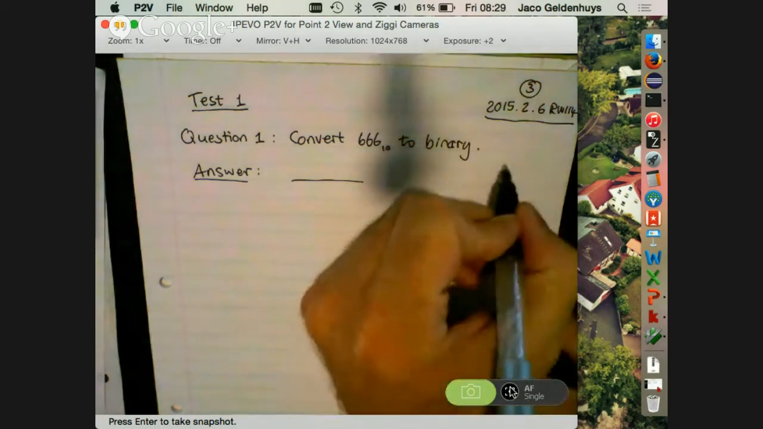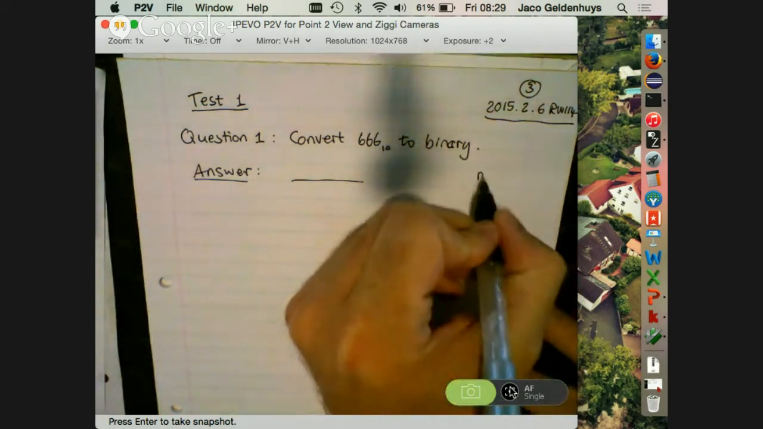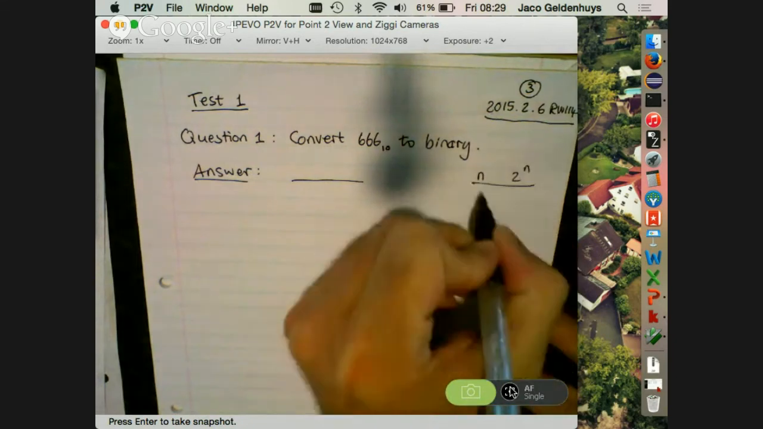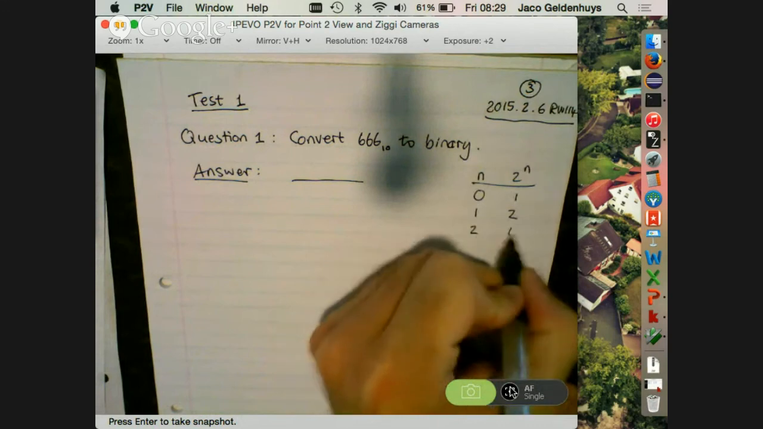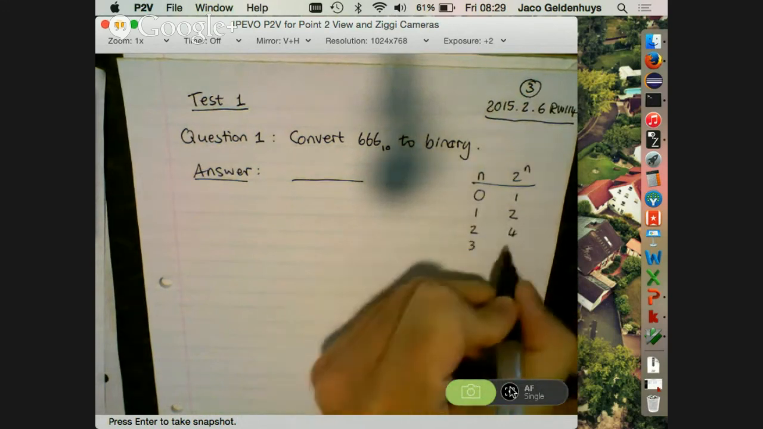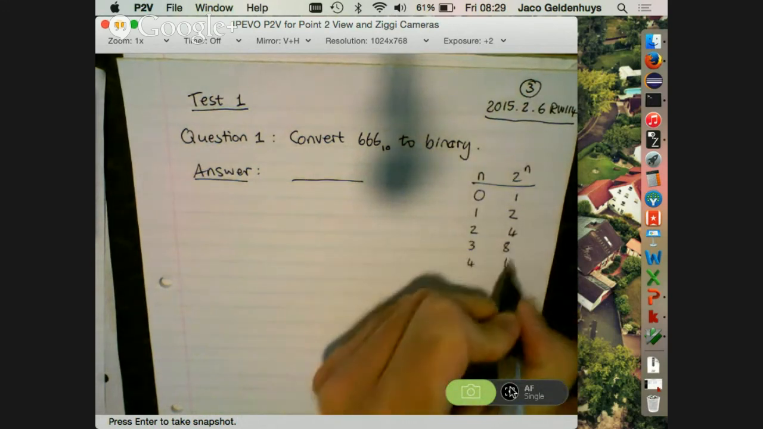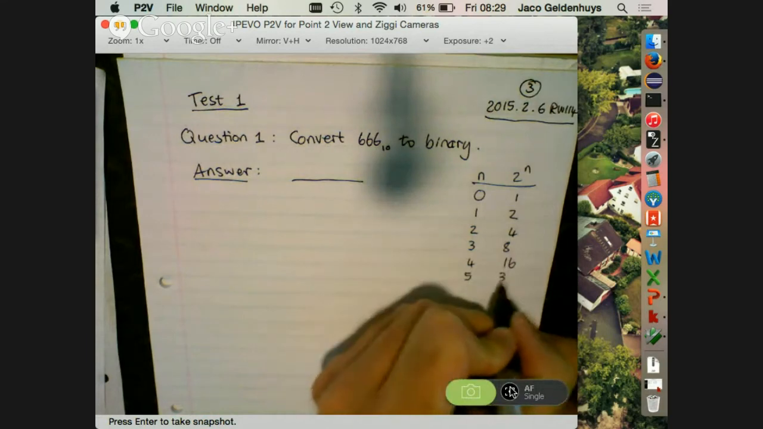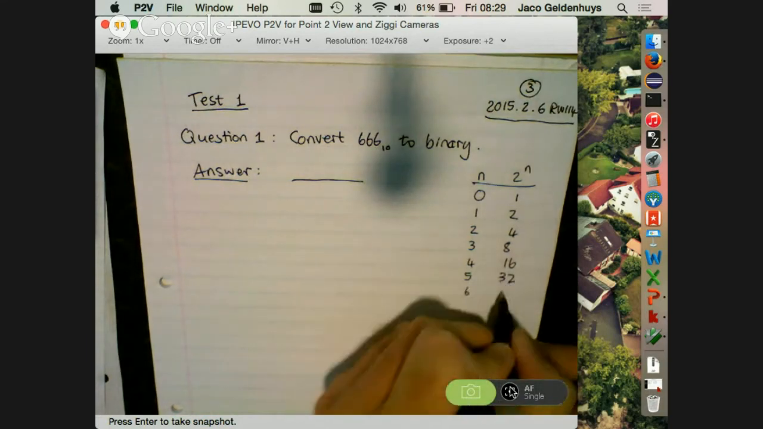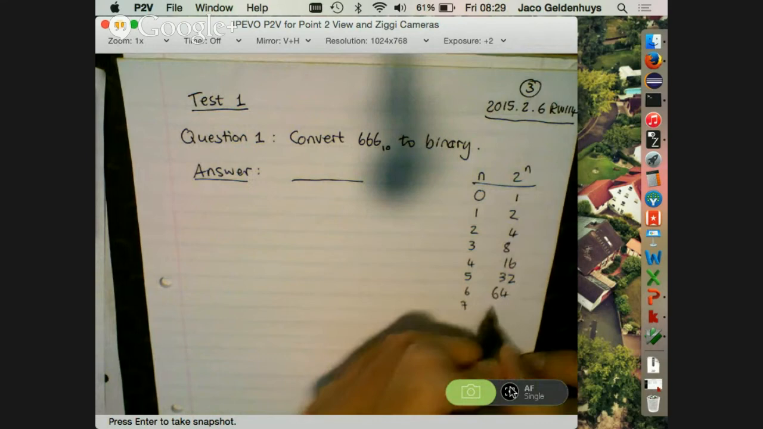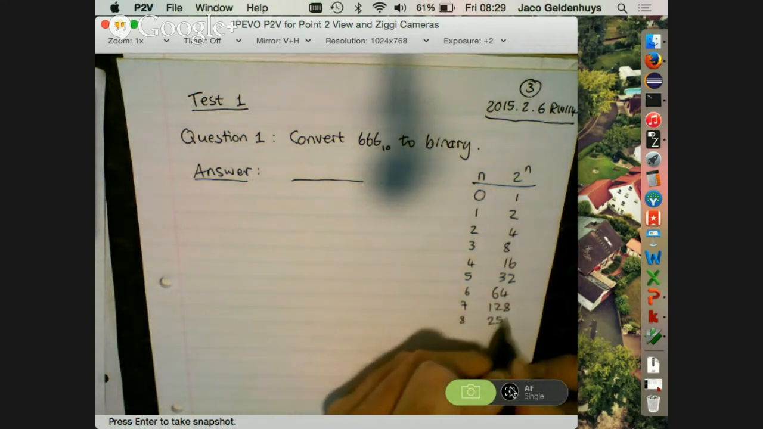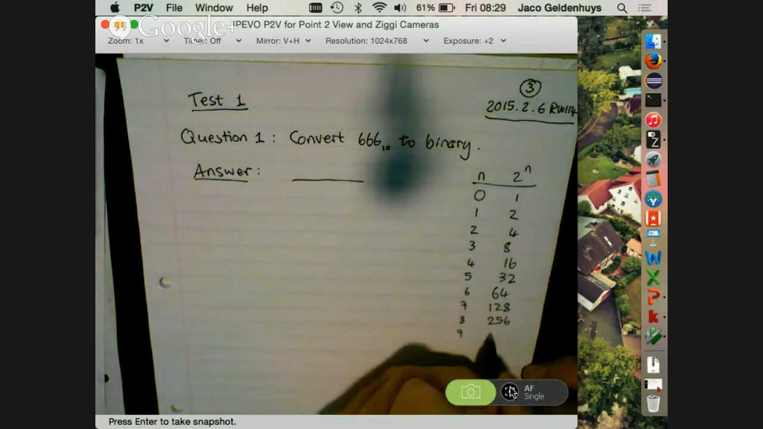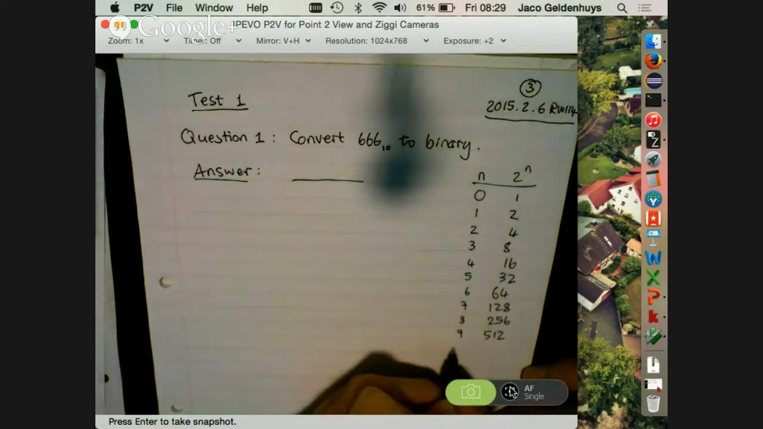To help you out, I'll write down the powers of 2. 2 to the 0 is 1, 2 to the 1 is 2, 2 to the 2 is 4, 2 to the 3 is 8, 2 to the 4 is 16, 2 to the 5 is 32, 2 to the 6 is 64, 2 to the 7 is 128, 2 to the 8 is 256, 2 to the 9 is 512, 2 to the 10 is 1024.